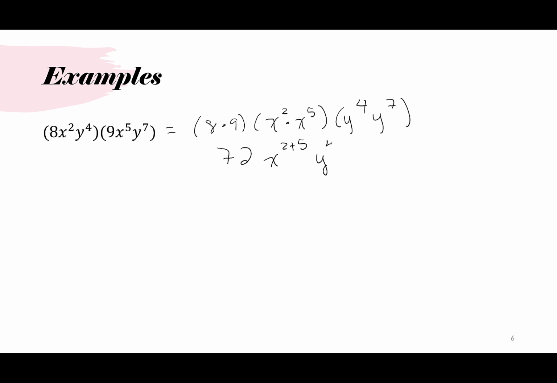If I introduce a second variable, so this one has x's and y's, I still do that same kind of thing where I think, let's put things together that match. So I have 8x squared y to the 4th times 9x to the 5th y to the 7th. So I'm going to group the 8 and the 9. I'm going to group the x squared and the x to the 5th. And then I'm going to group y to the 4th and y to the 7th. So 8 times 9, 72. I'm going to write this out the long way. So I'm going to say 2 plus 5. And then y, I have 4 plus 7 as the exponent. So this says I have 72, x to the power 7, y to the power 11.